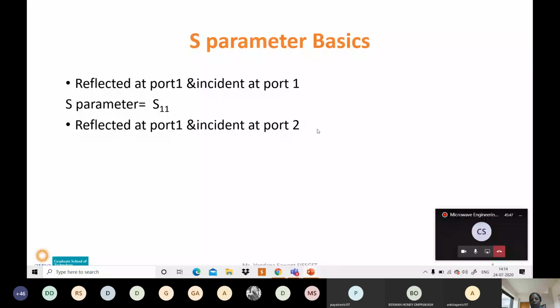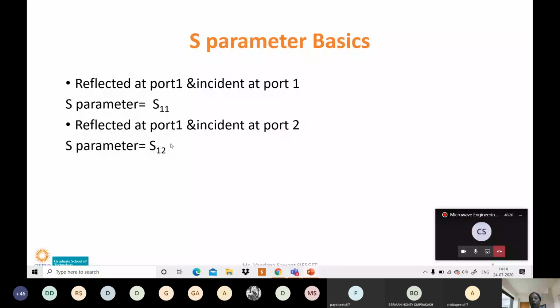So as it is an S parameter, I have to write capital S first, and see, the reflected is at port 1. So I have to write this one first. Okay, and incident is at port 2. So I have to write 2 after 1. Okay, so my S parameter, where the reflected signal is at port 1 and incident signal is at port 2, that will become S12. All of you got it? Yes, ma'am. Okay, now you have to write it for the next situation yourself.